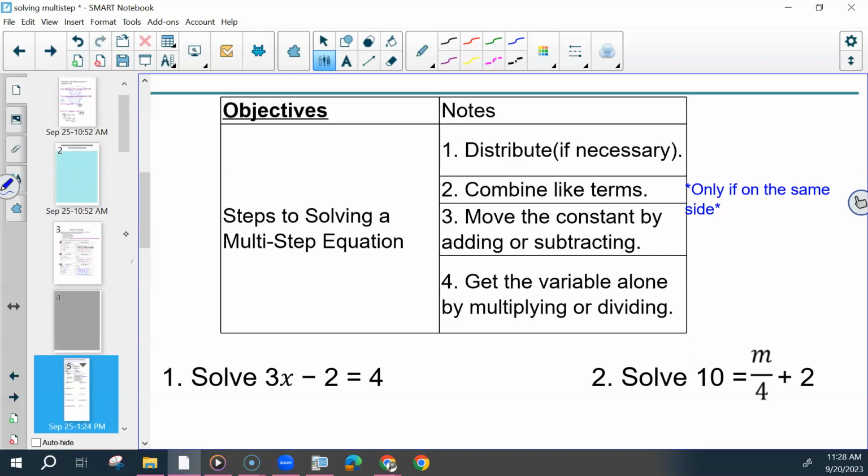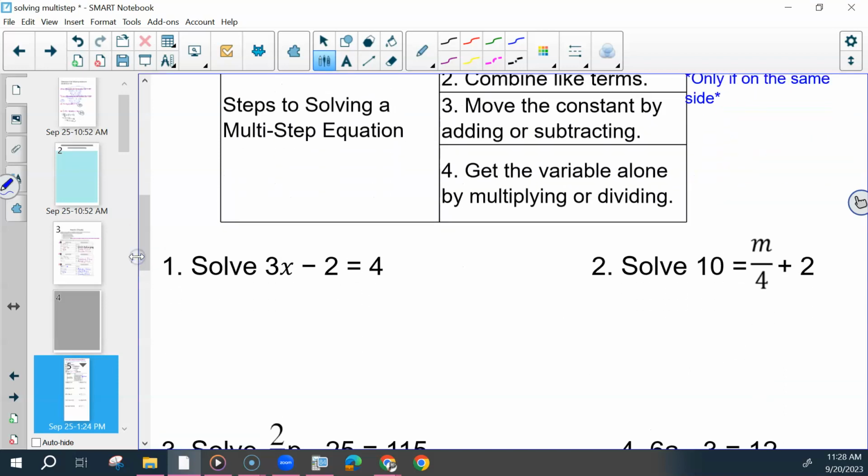Alright, take a second and read these directions. These are your go-to steps when solving equations. So like if you get to a problem, you're not sure where to start, most likely it's going to be one of these steps. Distribute, if you have parentheses, something outside of parentheses over addition or subtraction, then you can distribute. Don't just randomly bring in numbers and distribute. Combine like terms, if possible, only on the same side. We'll talk about what happens when they're not. Move the constant by adding or subtracting, and then get the variable alone by multiplying or dividing.